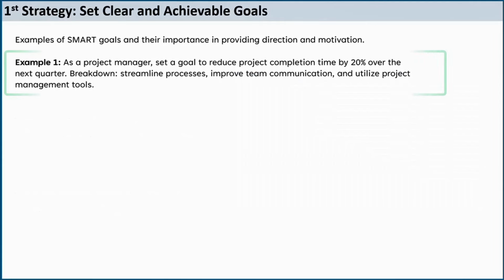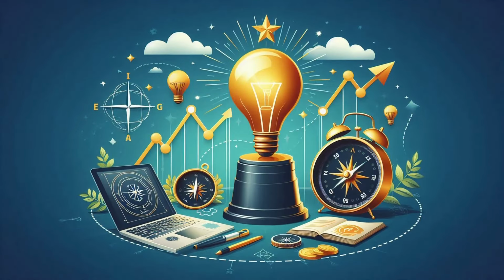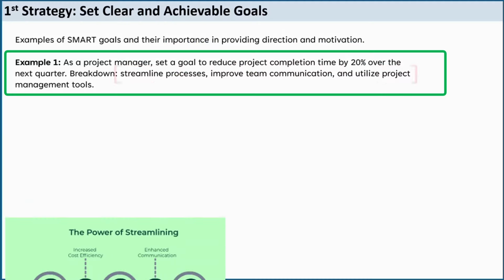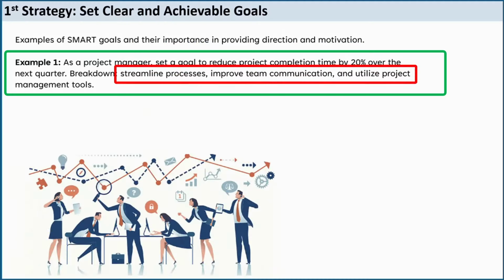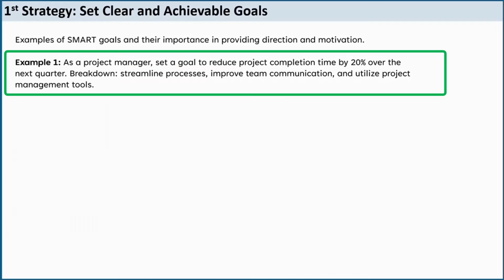Let me give you some examples related to this first strategy, which is to set clear and achievable goals. Example number 1. For example, as a project manager, set a goal to reduce project completion time by 20% over the next quarter. Streamline processes, improve team communication, and utilize project management tools.